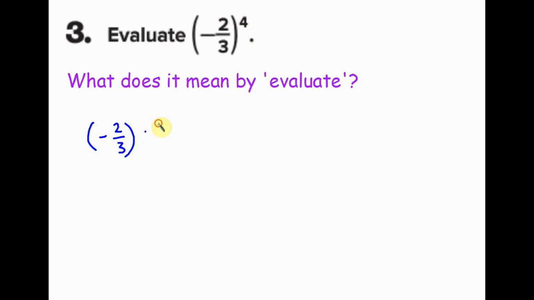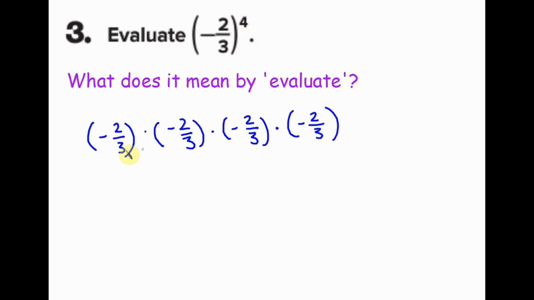So if I expand this, I'll get negative 2/3 multiplied by negative 2/3 multiplied by negative 2/3 multiplied by another negative 2/3. Now you're going to apply the concept of how you multiply fractions. When you have negative times negative, this becomes the opposite, which is positive, and multiplying with another pair of negatives, positive times positive becomes positive overall.